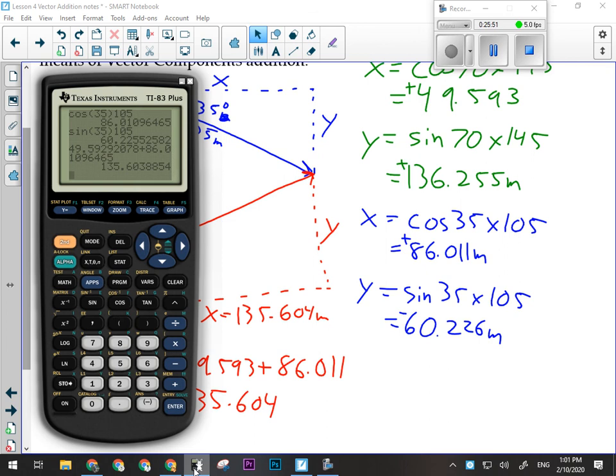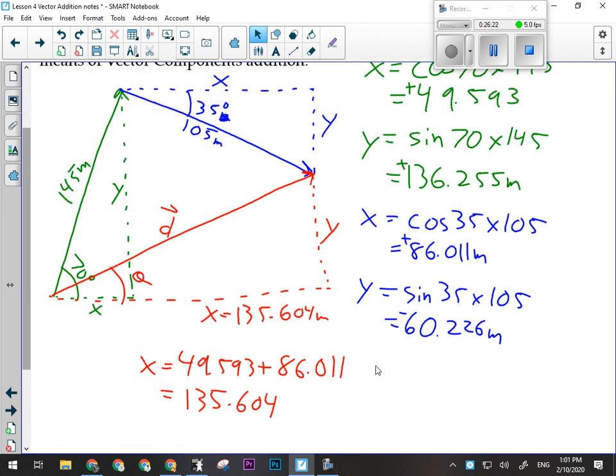So we're going to take 136.255, because I lost the number and I'm not going to calculate it again, plus negative 60.226. I get 76.029, and that's also up.